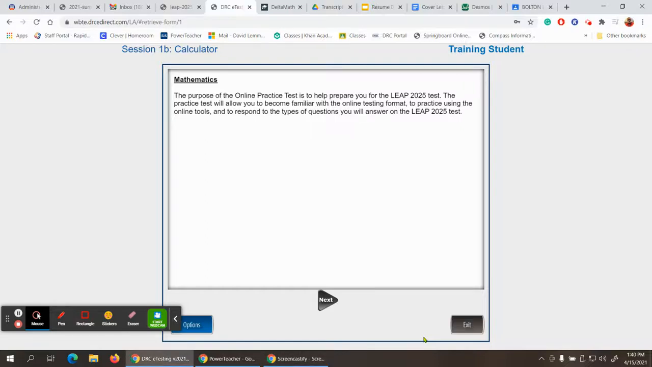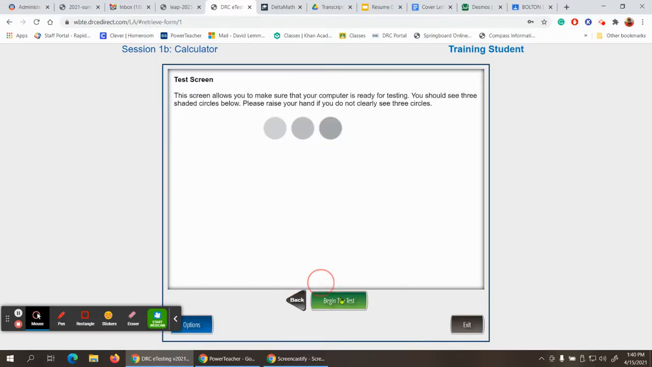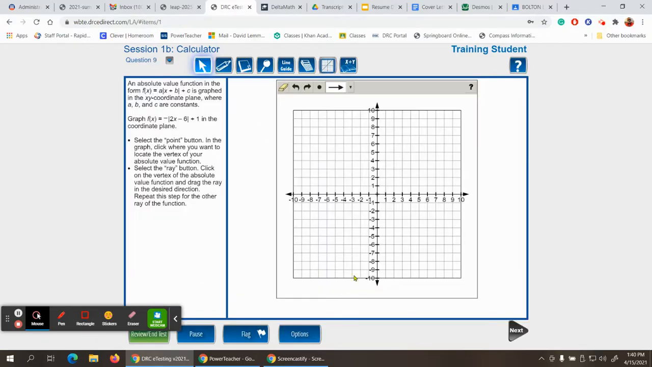All right, so this is session 1B. This now is the calculator active. Let's take a look. Their directions, begin test. Calculator active 1B. All right, 1B. Sorry, I get to go a little slower than my other video.